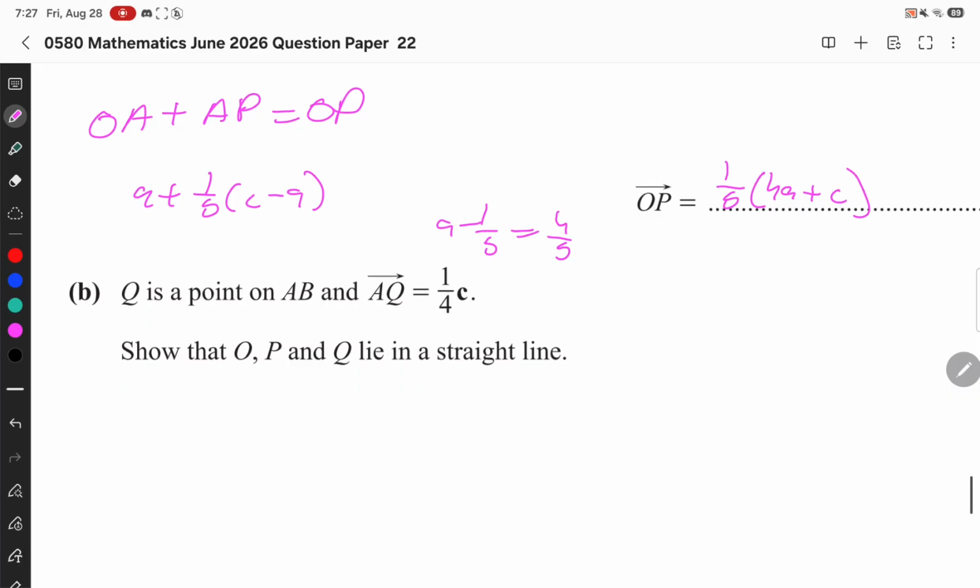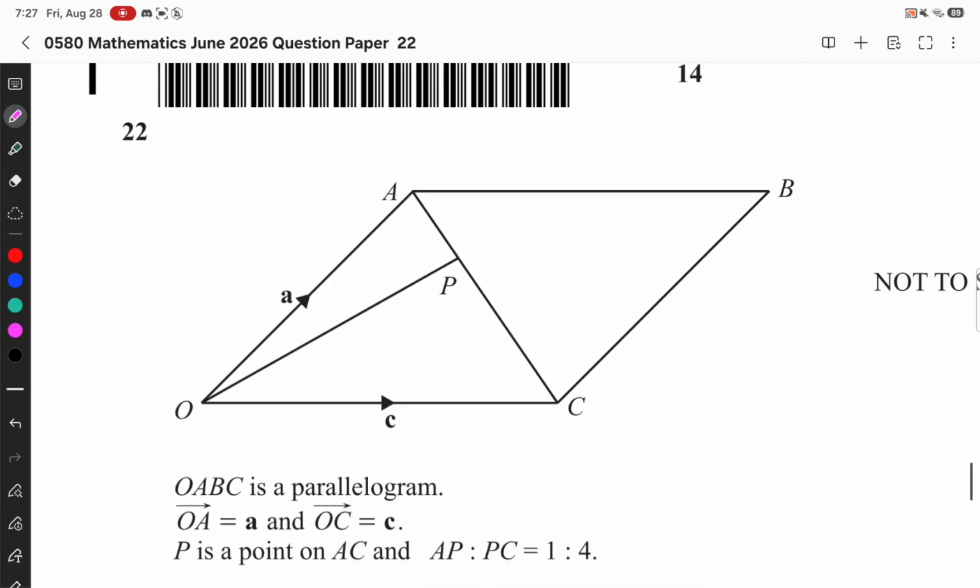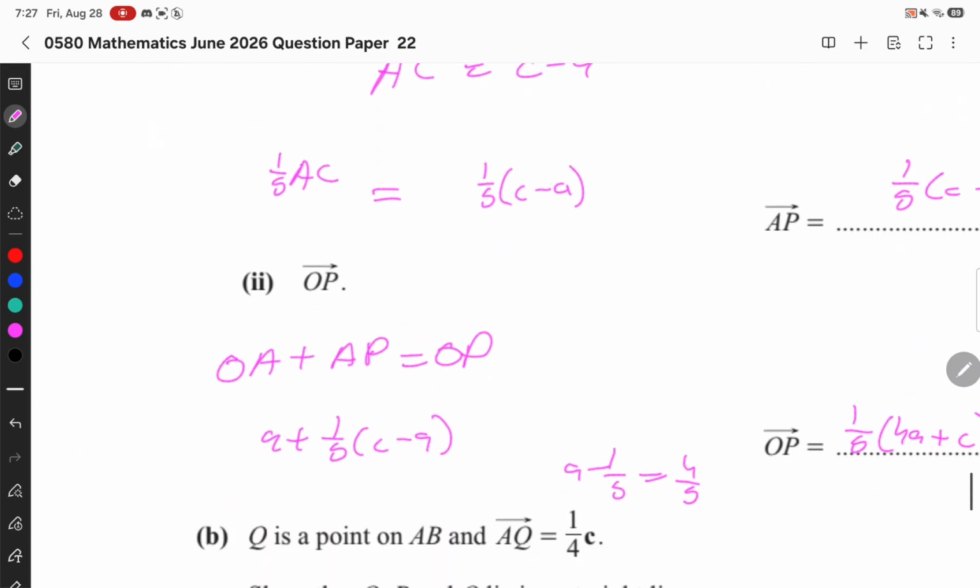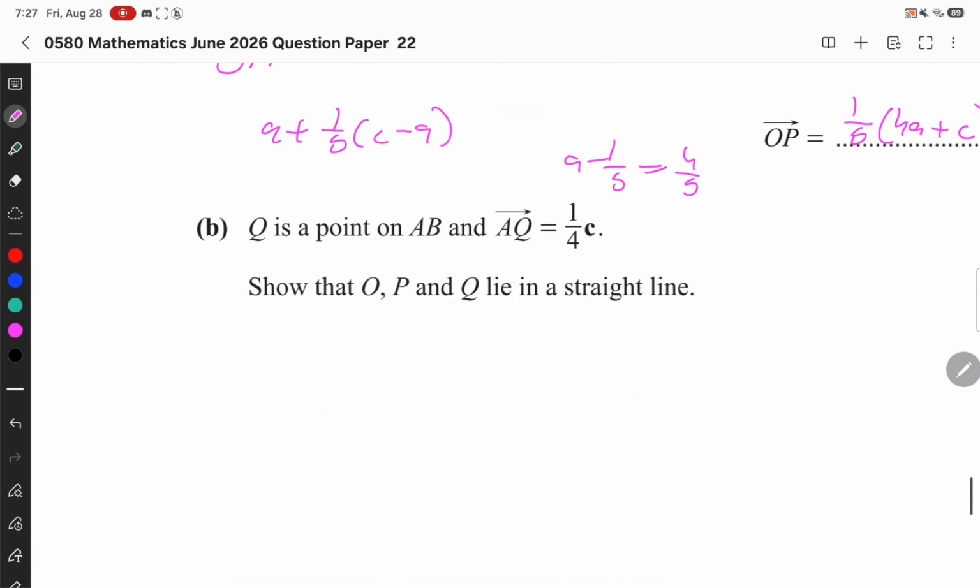Choose a point on AB such that AQ is equal to a quarter C. How do you do it? Okay, let's do it. So AQ is equal to a quarter C. If you go AQ, it's like a quarter of this. It doesn't really look like a quarter, does it? Not to scale, obviously. So show that O, P and Q lie on a straight line. We can do OP and then PQ and then say that, hey, these are parallel. So how do we do it?